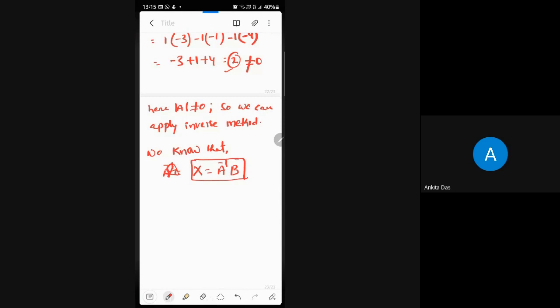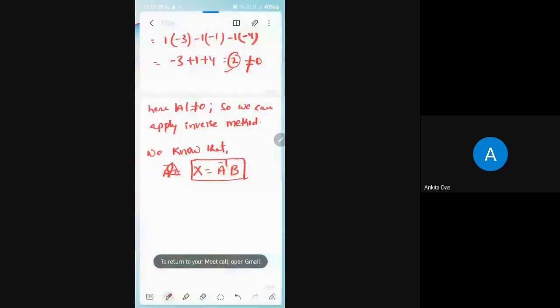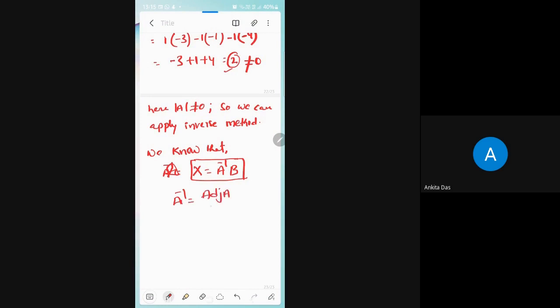Got it? We know that X is equal to A inverse into B, where B is the constants matrix, and A inverse is equal to adjoint A by det A. So this we require only. A inverse is equal to adjoint A by det A. Now in this formula, the denominator is det A. That det A we already have, that is plus 2. Now we want adjoint A.